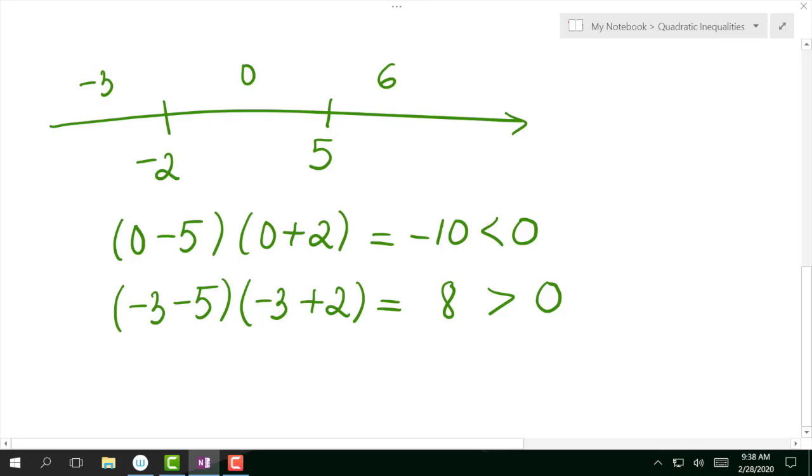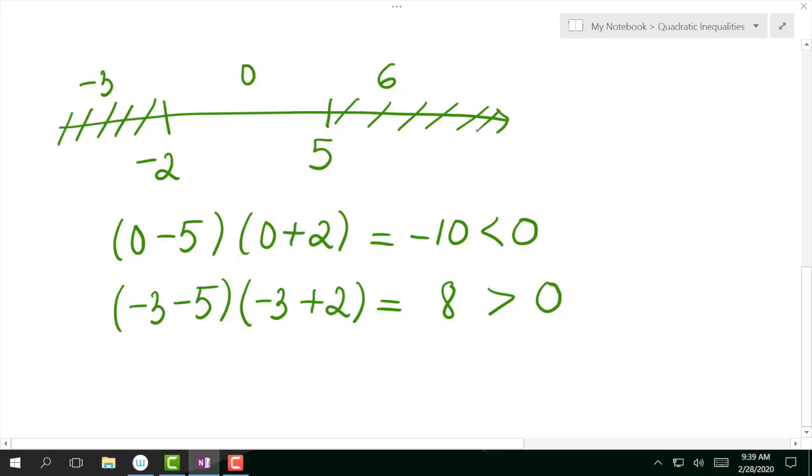So the last step is to plot the wanted intervals. Since we'll only take negative 2 to 5, I'll cross out the rest of the number line.